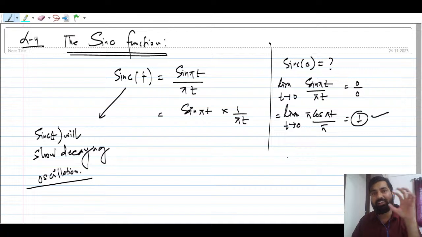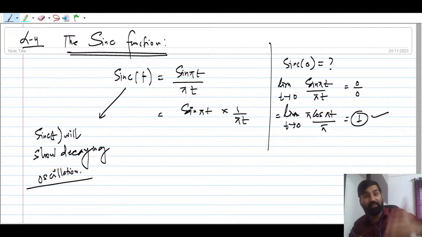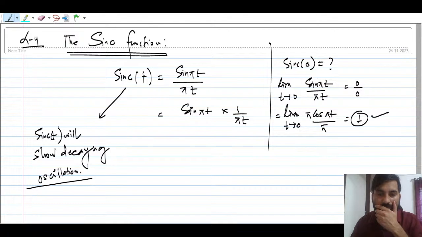That is going to be the maximum value of sinc of t. Sinc of t is defined as sine pi t by pi t, that you have to remember. And sinc of t will always show you a decaying oscillation, because 1 by t is present and 1 by t is a decreasing function along with the time. Okay, so let's move ahead.